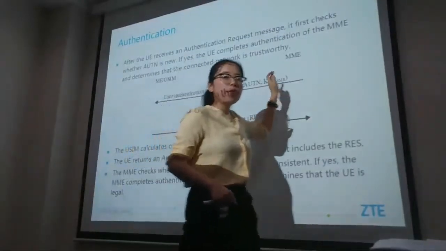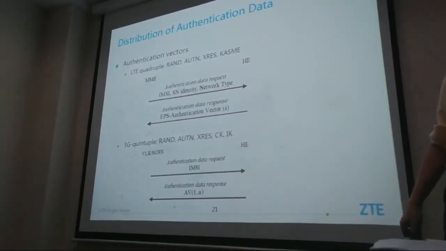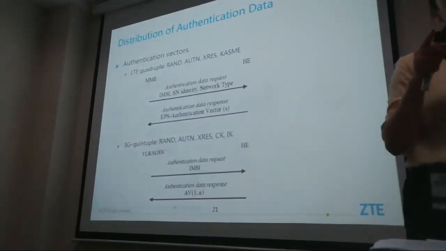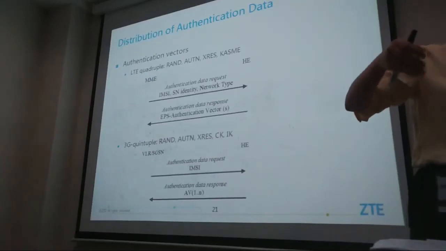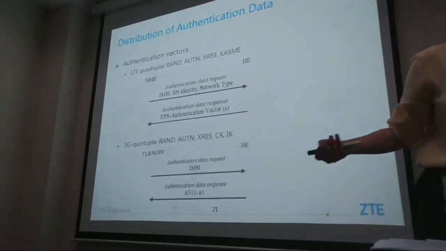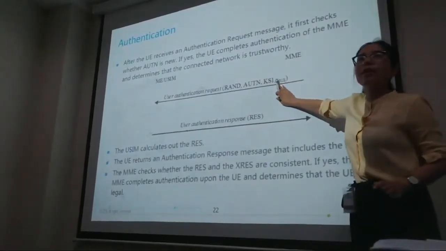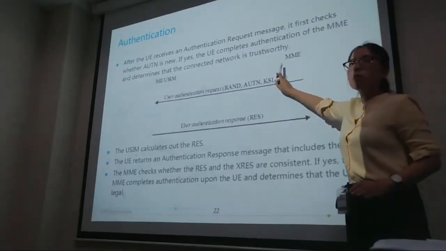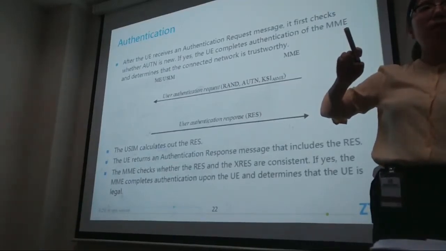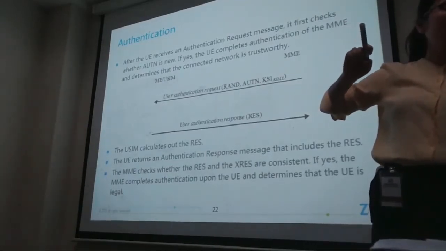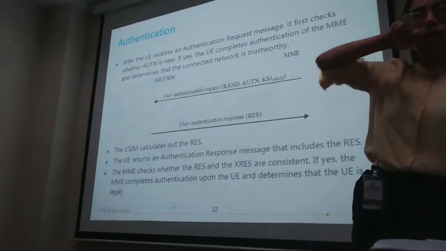The KSI ASME is different from the KASME, because the KASME is very, very important. If I deliver it over the air interface, it may be stored by others. So you can think of the KSI ASME as an identity ID. The UE can get the real KASME from this one. Okay, from the flow, the MME will send the user authentication request to this UE, including a random value, AUTN and KSI.